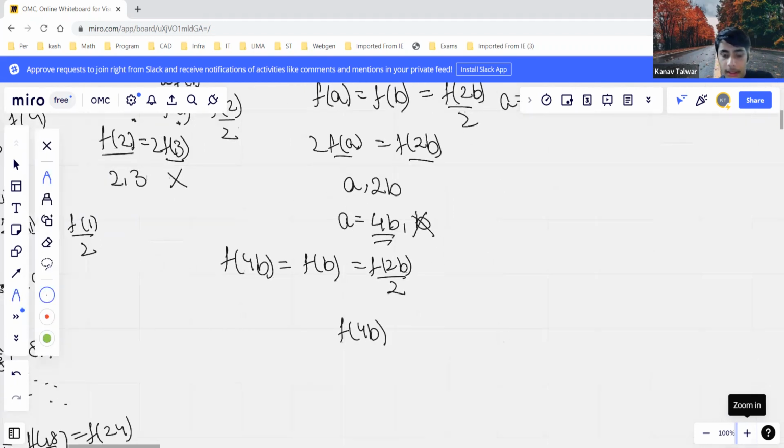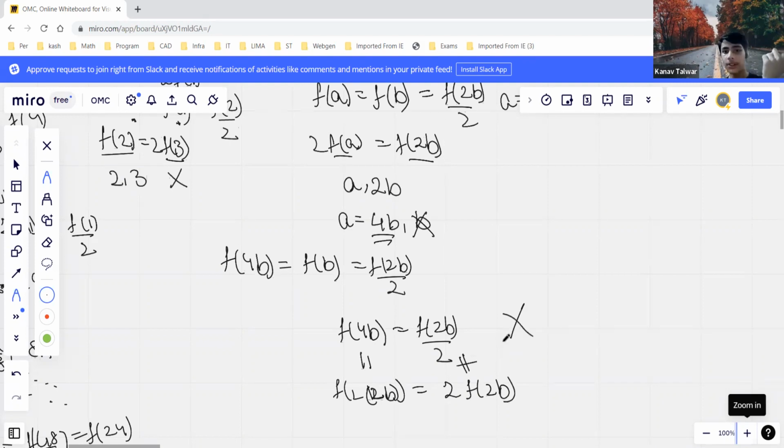Thus, we have that f(4b) is equal to f(2b)/2. But f(4b), which is equal to f of twice 2b, is equal to twice f(2b), as above. We proved this. But then these two are not equal, as these are positive integers. So this is not possible. This f must be injective.